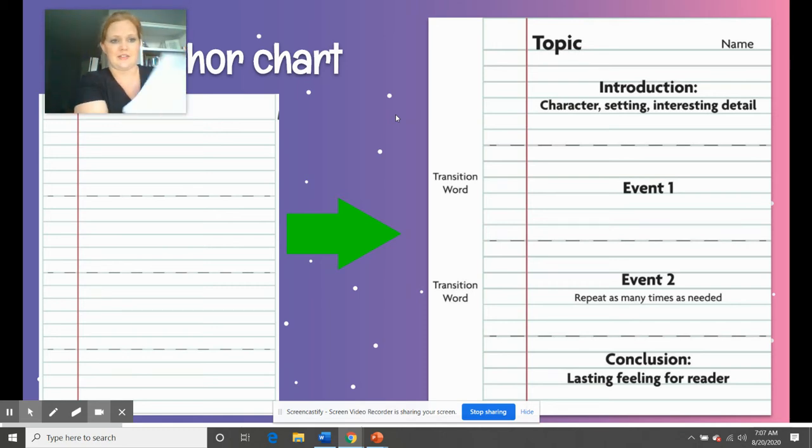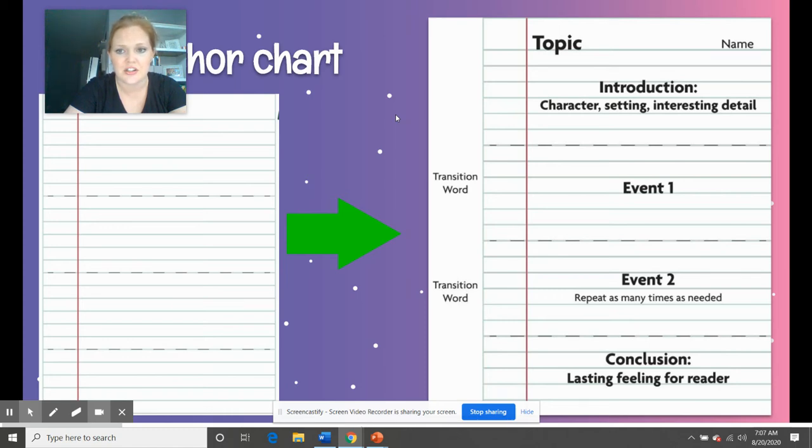So when you open it, you'll have 4 lines. Or, see, mine has 4 lines. Or you could just draw them. So basically you're going to make what you see here. So pause the video and copy this down on your paper. Leave a spot for an introduction, event number 1, event number 2, and conclusion. On the side of your paper, you're going to have your transition words. So this is how you're going to plan for writing your narrative.